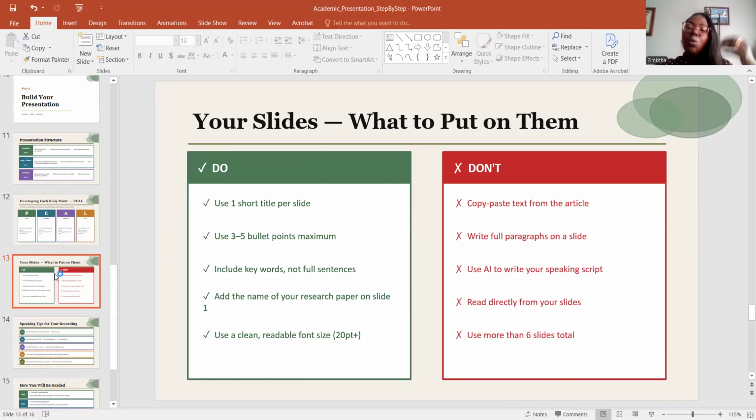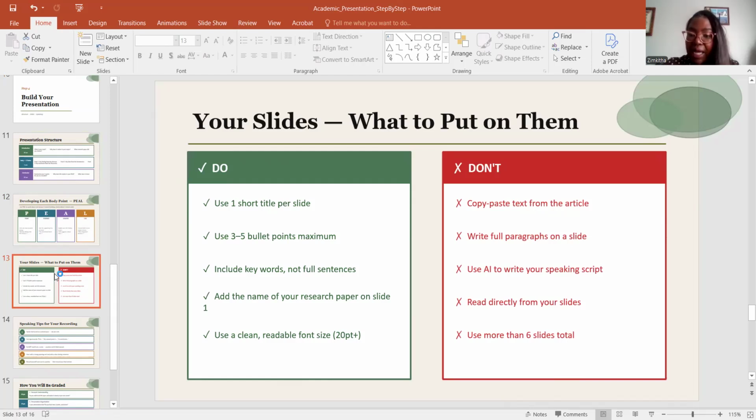Sorry, where you are when you are explaining the concepts. What you don't want on your slide, you don't want to copy and paste text. I don't want that. That's plagiarism, okay? And also, it's boring. Nobody looks at a slide and sees massive paragraphs, okay? You don't want to write full paragraphs in the slides.